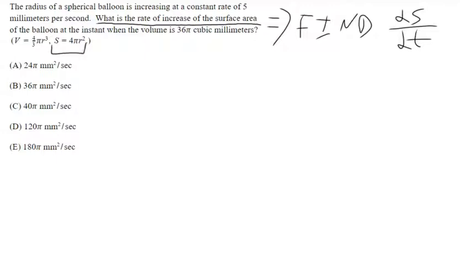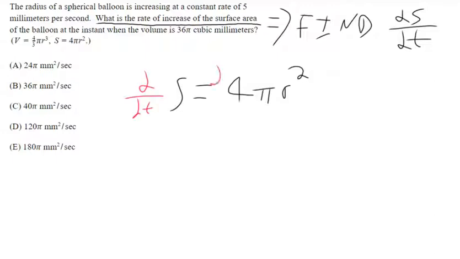And we have a formula here for surface area and a formula here for volume. Now, because we're looking for surface area, let's take a look at that formula. The surface area is equal to 4 pi r squared. To get the dS/dt, I'm going to differentiate both sides of this with respect to t. So I'm going to do a d/dt and a d/dt.